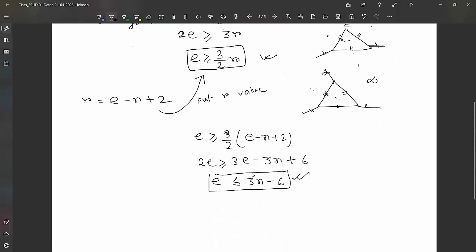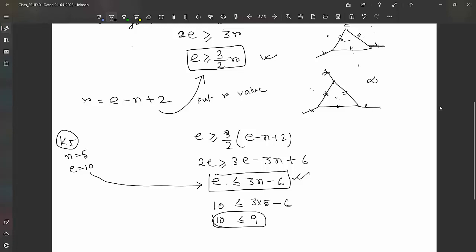Just suppose for the K5 graph, the number of vertices is 5 and the number of edges is 10. Now if you use these values in this relation, e is equal to 10. This should be less than or equal to 3 into 5, the n value, minus 6. That means 10 less than or equal to 15 minus 6, which is 9. Is it correct?